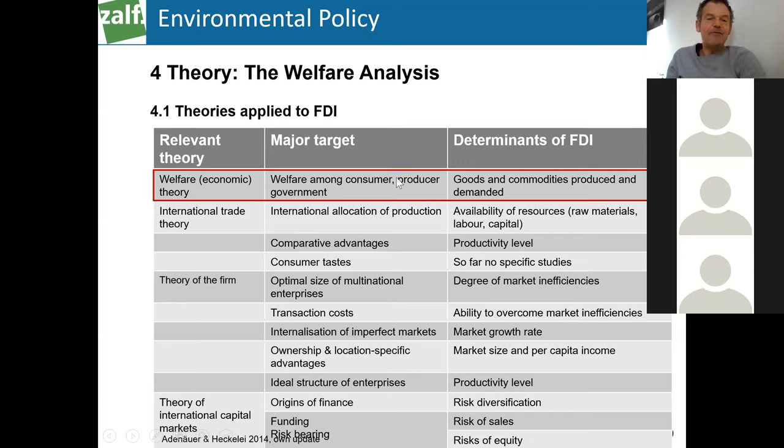That means the welfare analysis is one out of a wide range of theories. It might be international trade theory. It might be also theory of the firm. It might be theory of international capital markets. And I gave you some major targets here, like transaction cost theory, ownership, location-specific advantages, ideal structures of enterprises, and so on and so on. You see, to have an overview on theories and classified our theory, what we have already discussed, into the wider range of theories, what is also used for FDI.